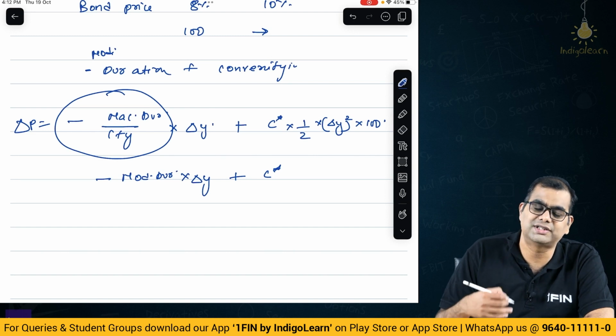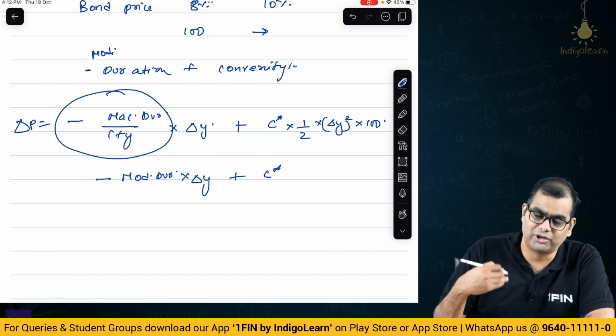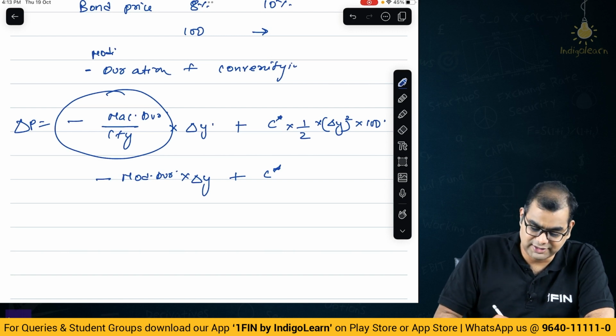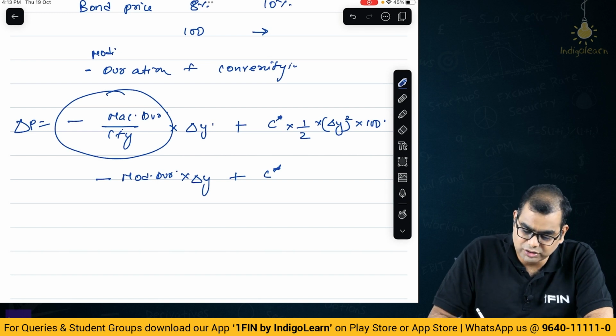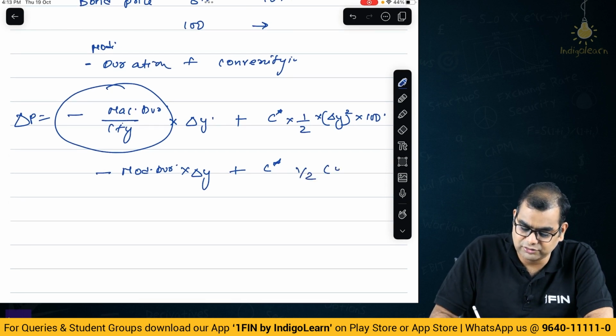When you compute duration, sometimes even if it's shown as a negative number, it is not double minus, it is only single minus. Either you take minus Macaulay duration or, after you compute the duration, you put minus. It is not minus of minus, it is only one minus. Okay, C star into half into delta y whole square into 100.